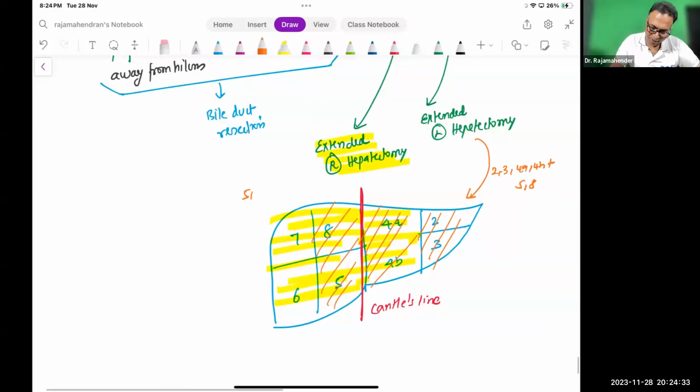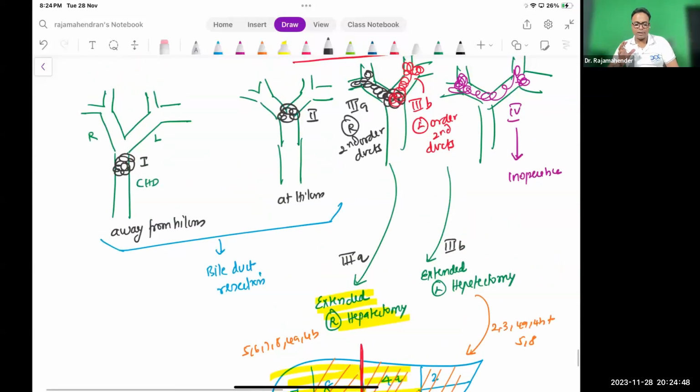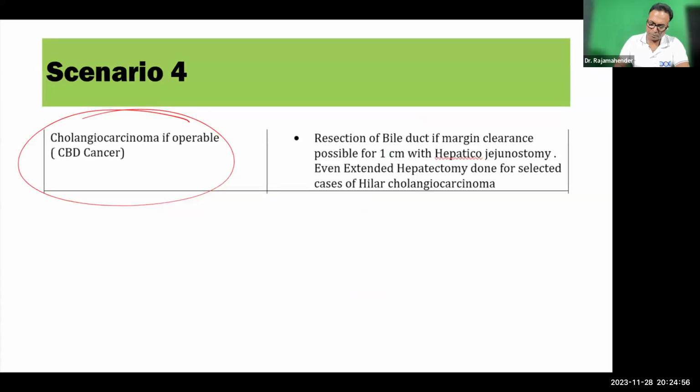When I remove 5, 6, 7, 8 plus 4A, 4B, it is known as extended right hepatectomy. Extended right hepatectomy is done for 3A cases, and extended left hepatectomy is done for 3B cases. These are the points you should not forget. Whatever I am discussing is exactly line by line from Bailey and Love. If you go through Bailey and Love, you will see the direct lines there.